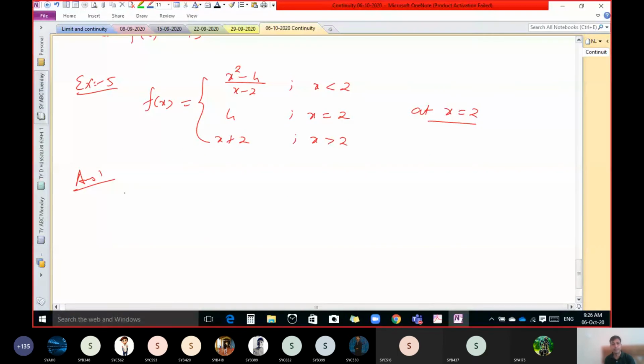So the first condition, what is the first condition? f of 2. Can you tell me what is f of 2? When x is 2, what is the value of the function? 4. Perfect. 4 is a finite number. Therefore, the first condition is satisfied.